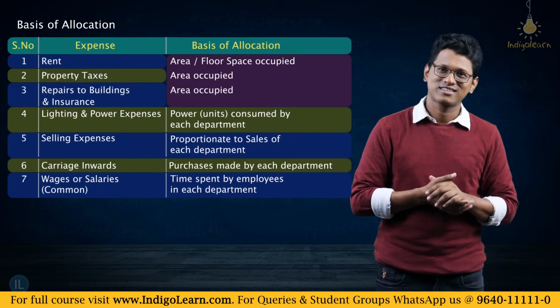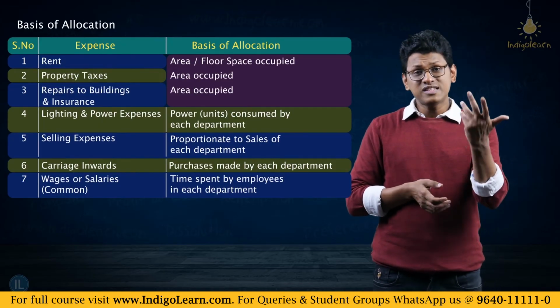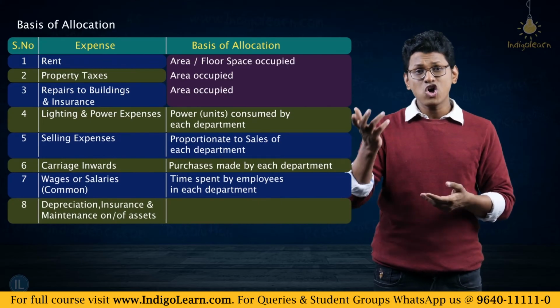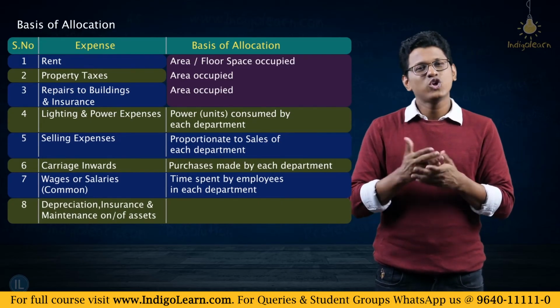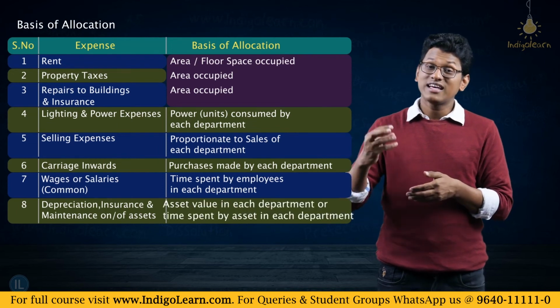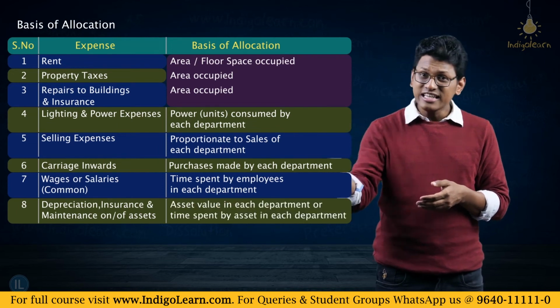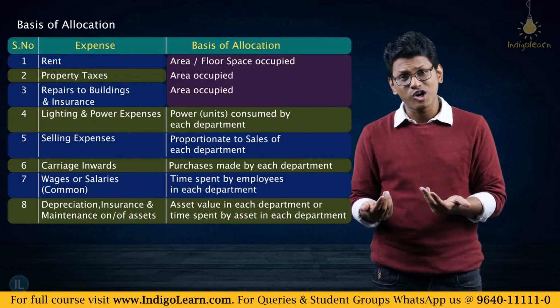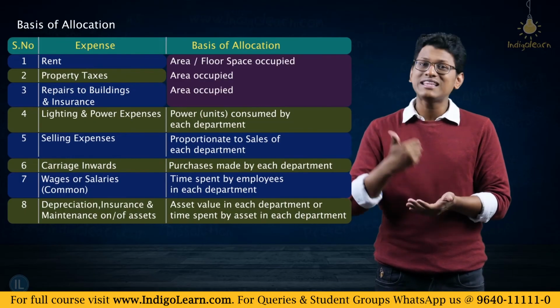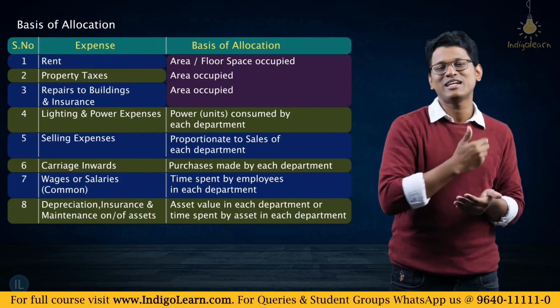Then things like depreciation of assets, insurance, repairs and maintenance of assets. On what basis will you divide? You will divide on the basis of the asset value in each of the departments, or you may divide it on the basis of the time spent by the asset in each of the departments.